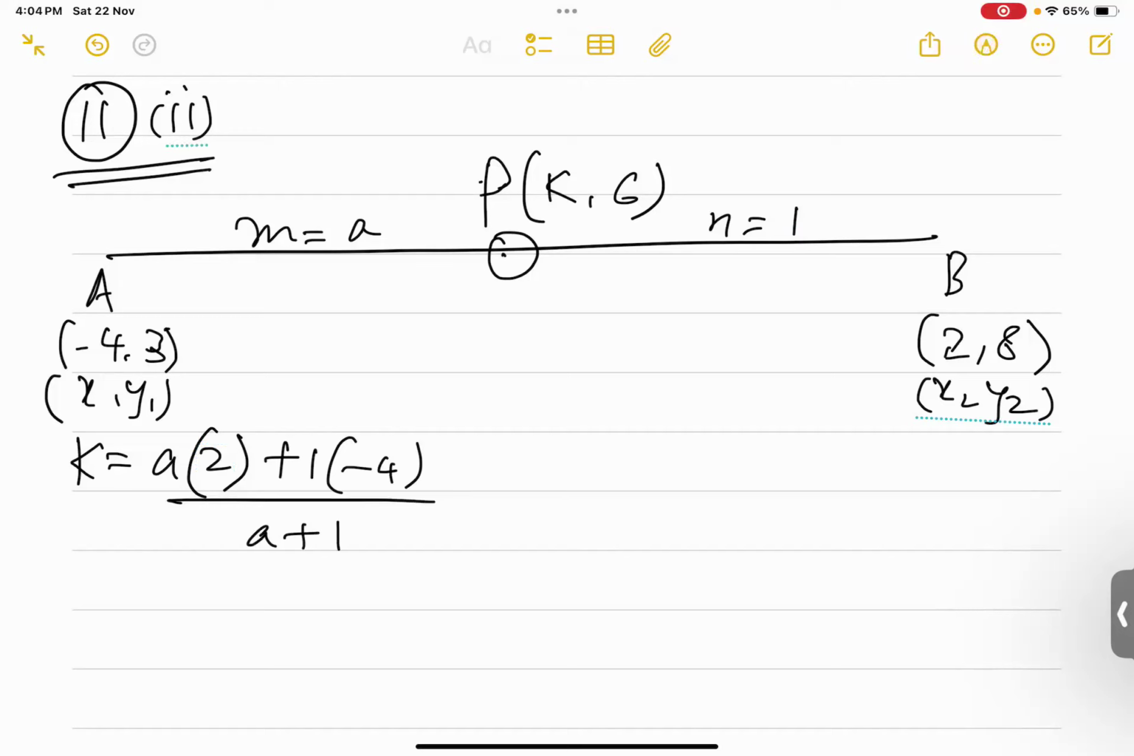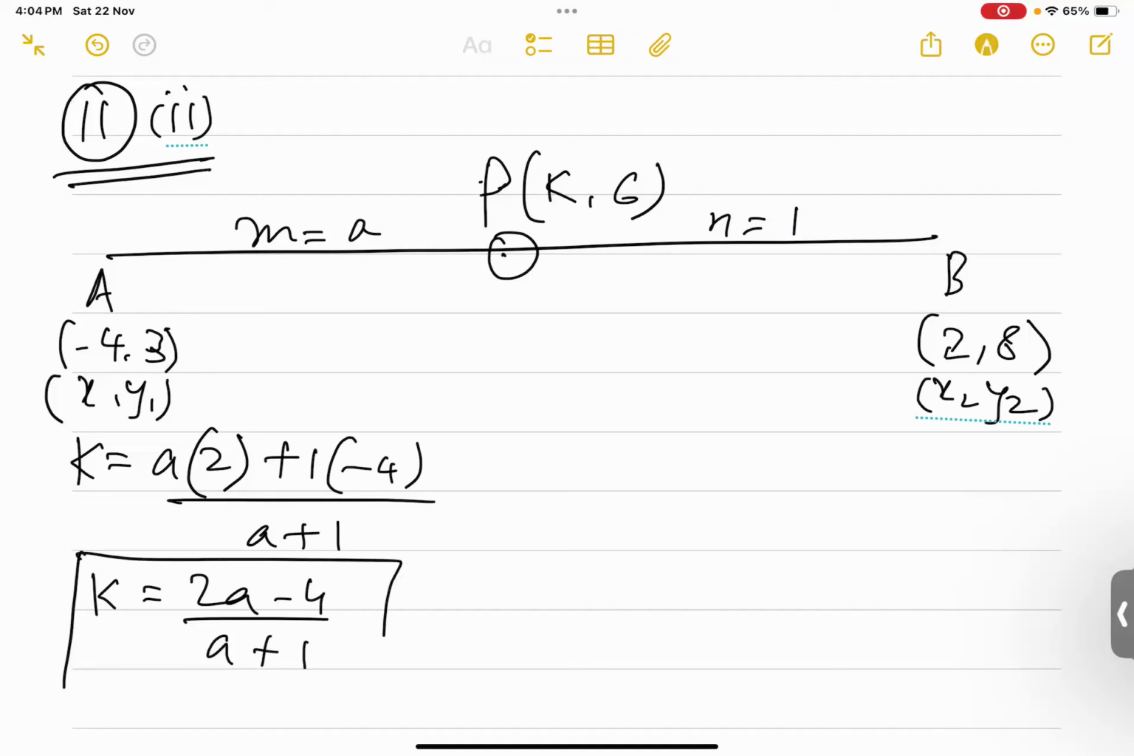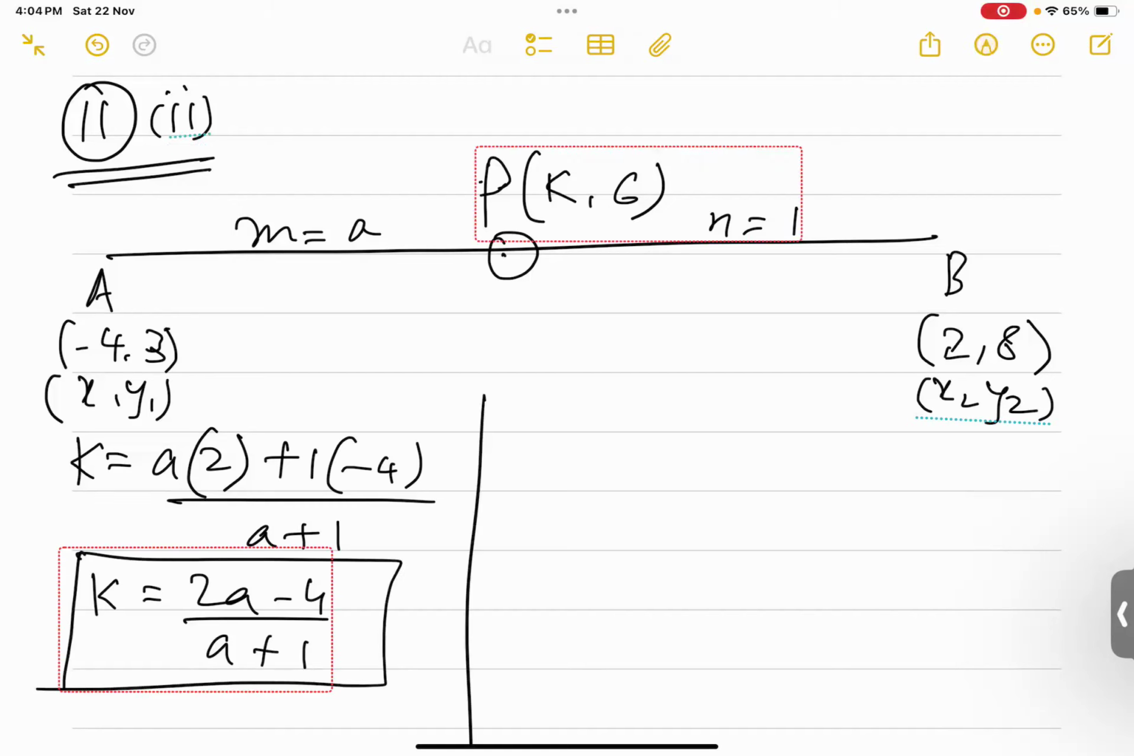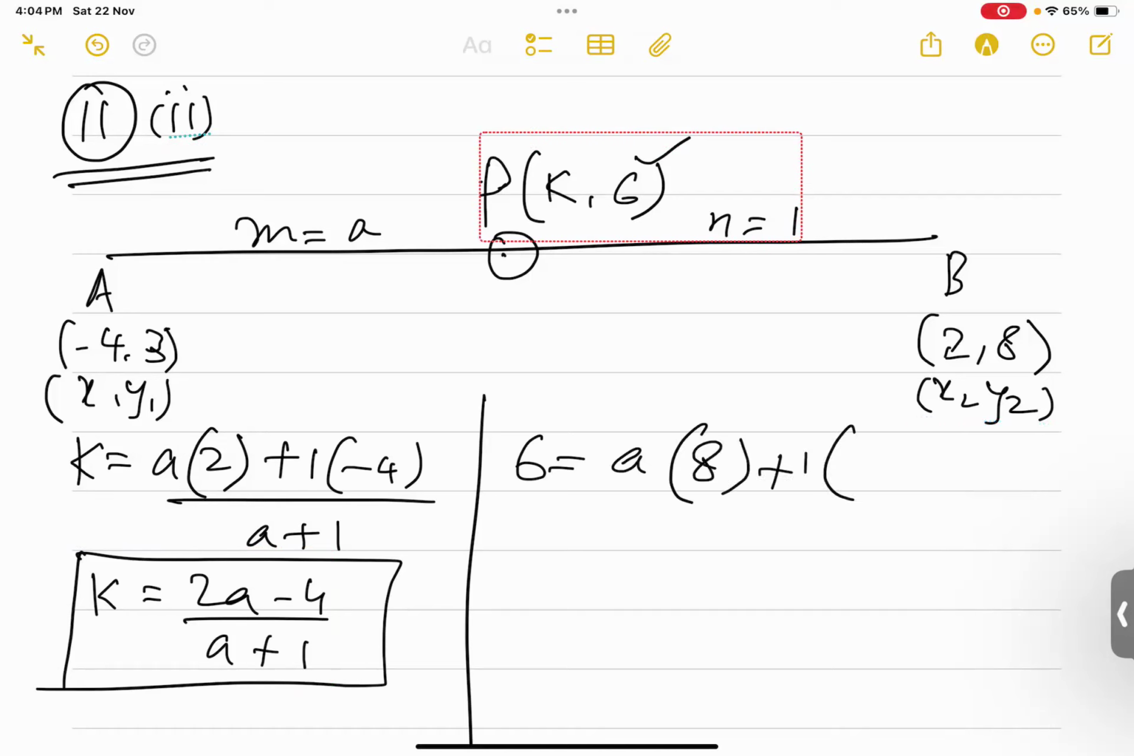So that is k is equal to (2a minus 4) upon (a plus 1). This is the first equation. The y coordinate of P by the internal division formula: 6 is equal to (m y2 plus n y1) upon (a plus 1).